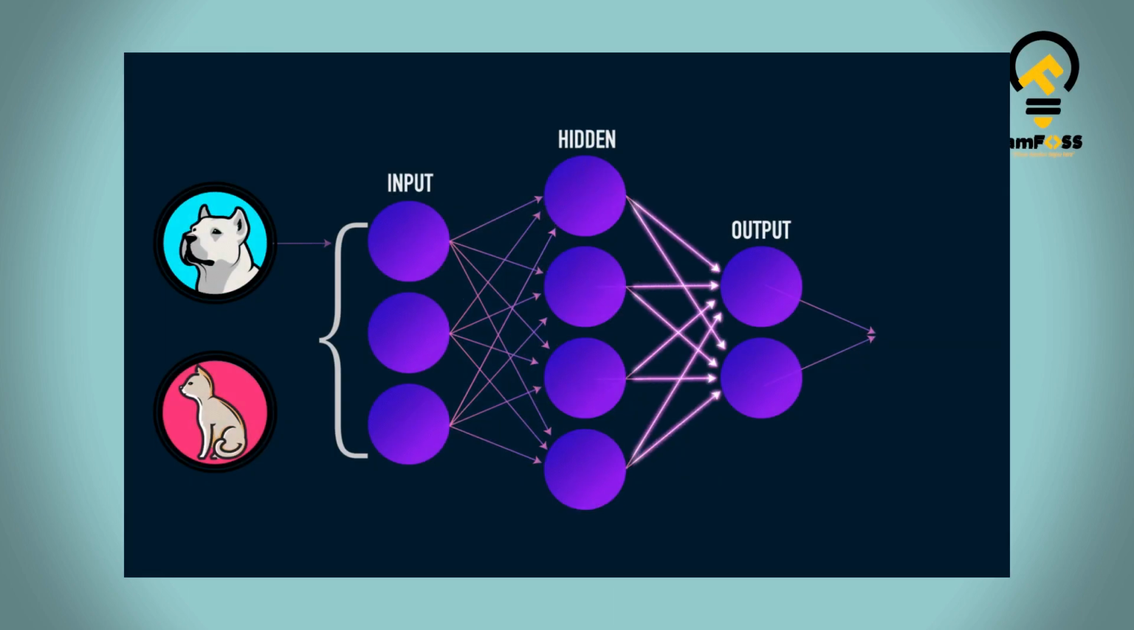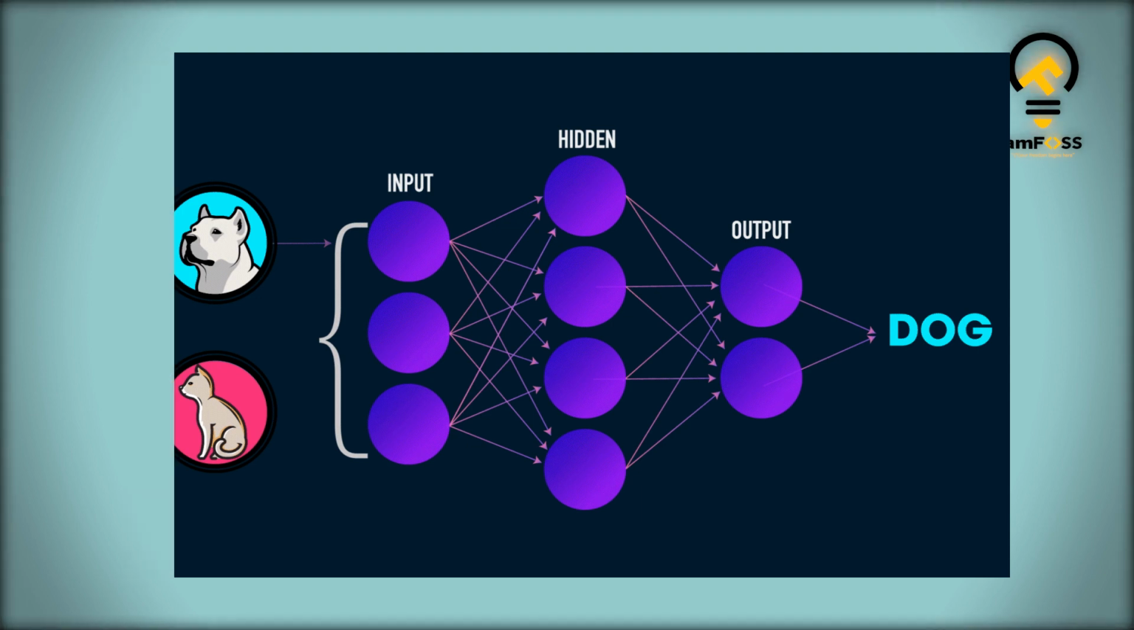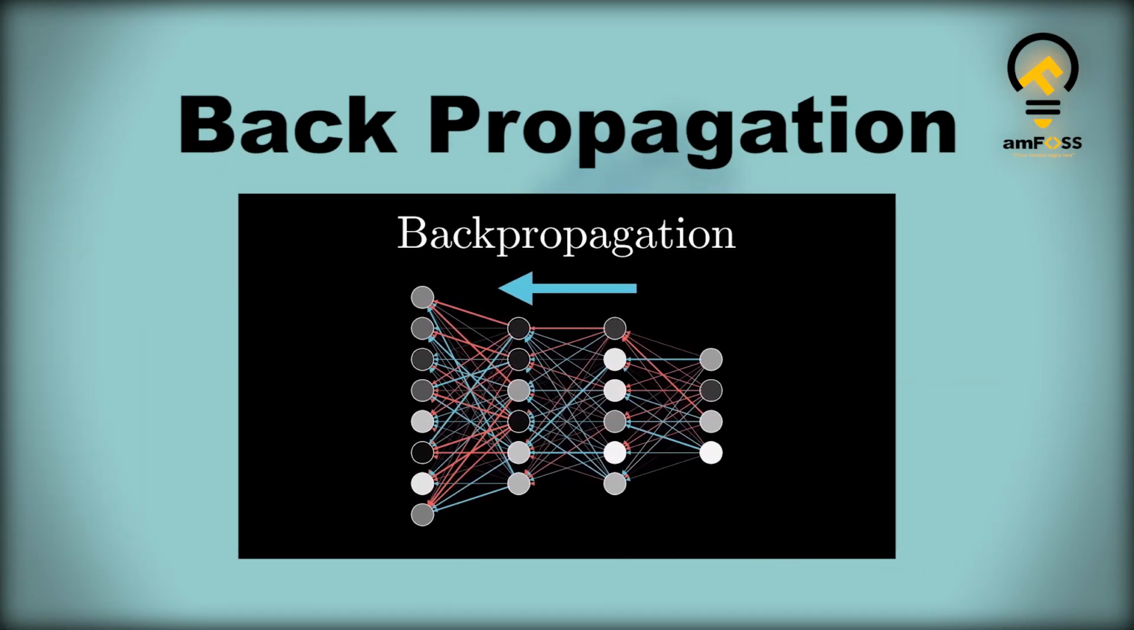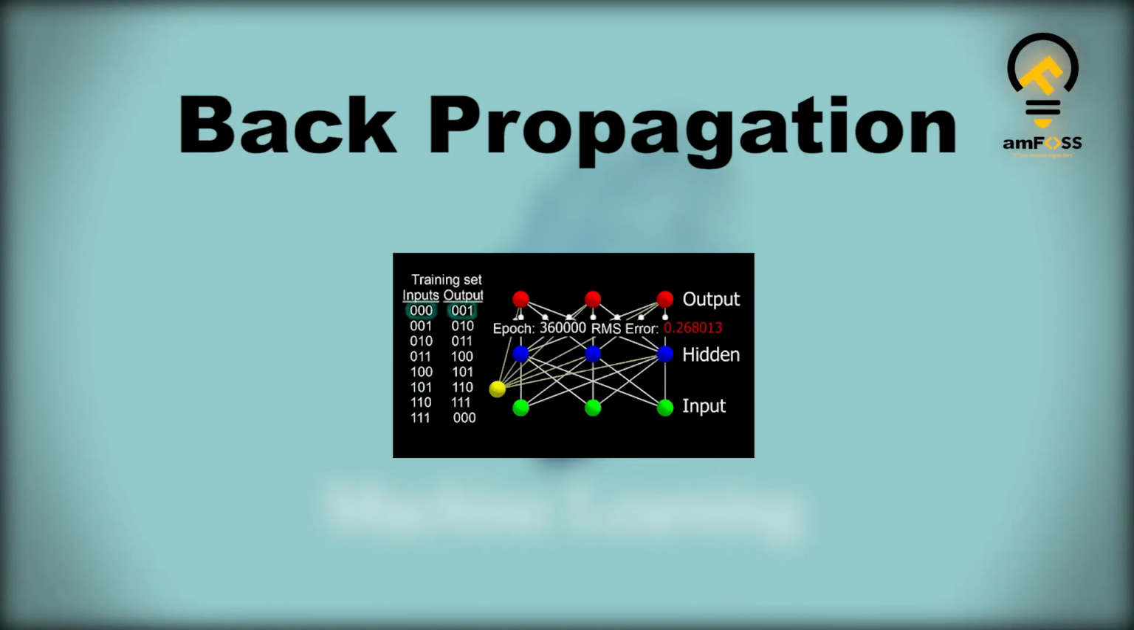How the neuron should really learn anything. So there's something called back propagation. Back propagation makes the neuron learn new things, and here learning implies minimizing the error between the output of the neuron and the real values.